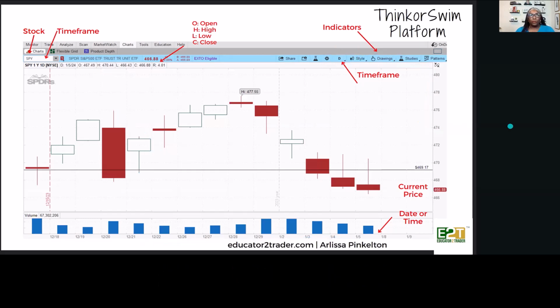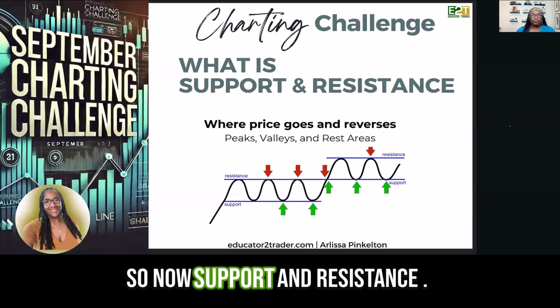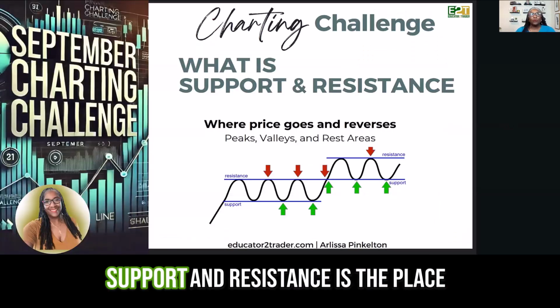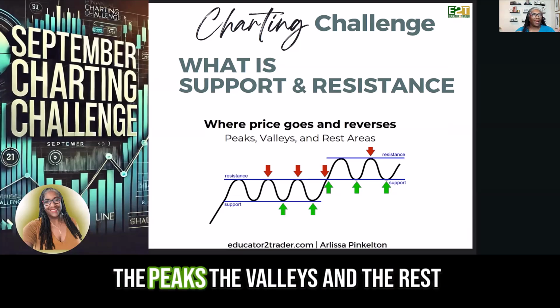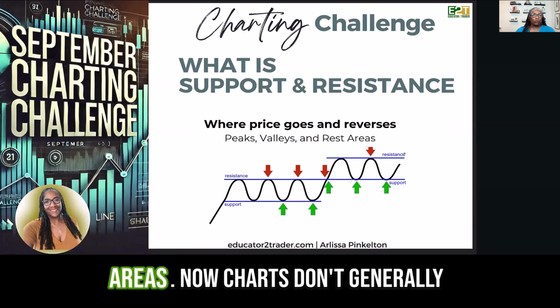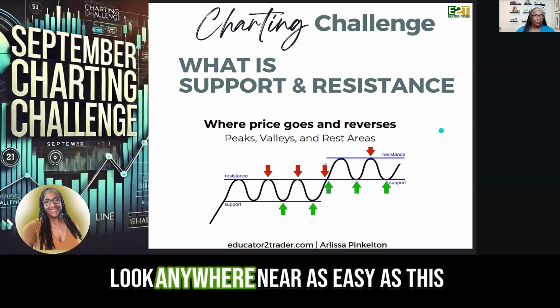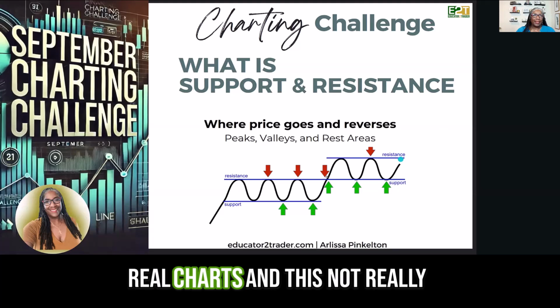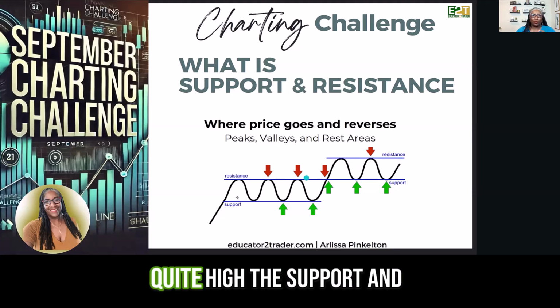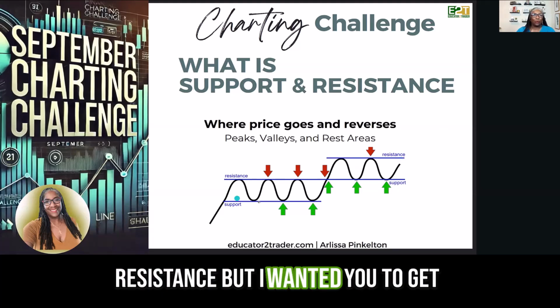Okay, so now, support and resistance. Support and resistance is the place where the price goes and reverses. It's the peaks, the valleys, and the rest areas. Now, charts don't generally look anywhere near as easy as this right here. We're going to look at some real charts. This is not really quite how support and resistance look, but I wanted you to get the graphic.